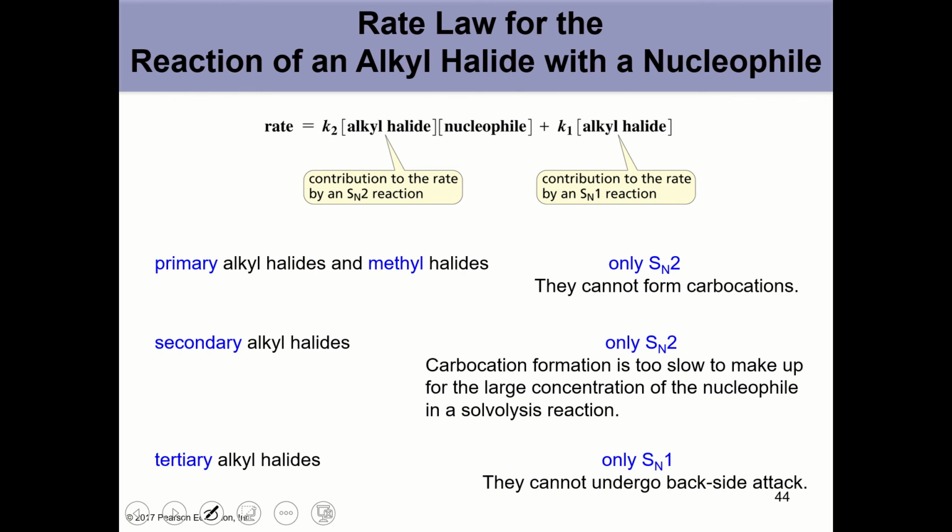Some reactions will be multiple step reactions, where in one part of the reaction there's an SN2 reaction occurring, and in another part of the mechanism a cation is seen, and so it's an SN1 reaction. If our overall mechanism contains both SN2 and SN1 reactions, then the rate will depend on both.